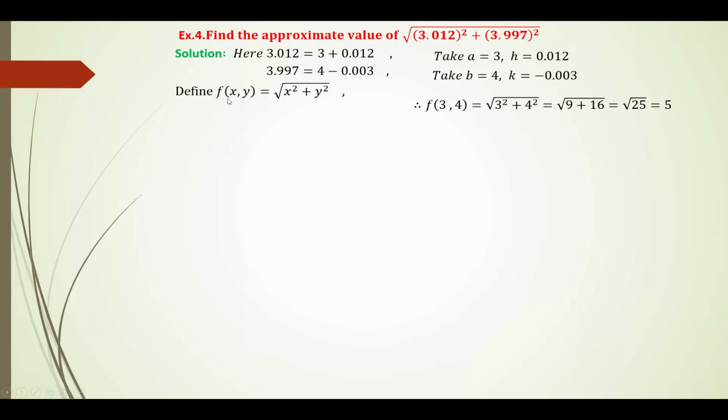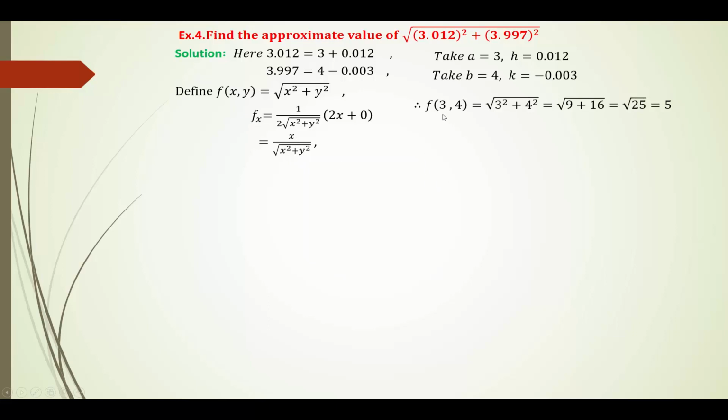Then find the partial derivative of f with respect to x. So find fx. Derivative of square root is 1 upon 2 square root of x square plus y square, into derivative of x square plus y square. Derivative of x square is 2x and partial derivative of y square with respect to x is 0. Then the 2 and 2 cancel, remains only x upon square root of x square plus y square. Fx is x upon square root of x square plus y square.